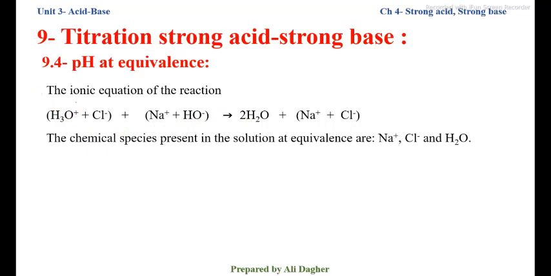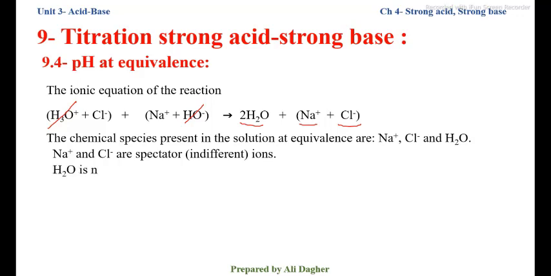H3O+ and HO- react completely. It remains H2O, Na+, and Cl-. These are the chemical species present at equivalence. Na+ and Cl- are spectator or indifferent ions, have no acid-base character. It remains H2O. H2O is neutral. Then the pH should be equal to 7 at equivalence. This is why the pHE equals 7, because the medium at equivalence is neutral.